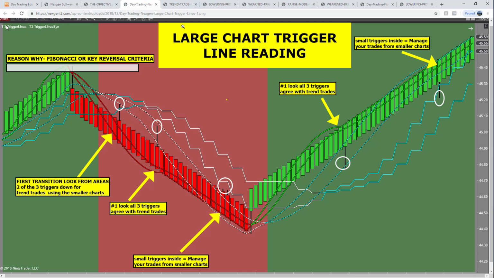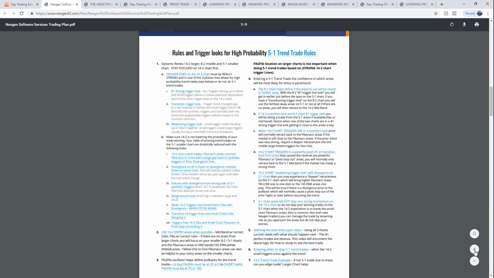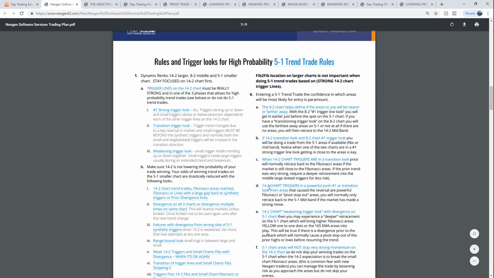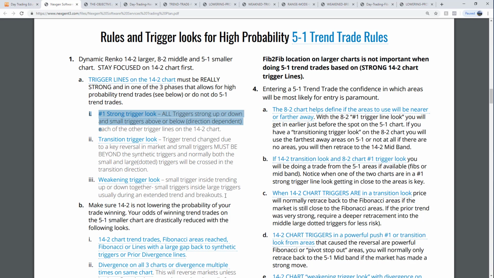That is truly the definition of the 14-2 chart helping you out. Now, we're not going to look at the 14-2 chart anymore. We're going to look at the 5-1 chart only. There are a couple other things. In the trading plan for trend trades, we discussed that the 14-2 triggers must be in one of these 3 looks. You can study this portion of it. It's pretty simple, and we're not even going to deal with this today.